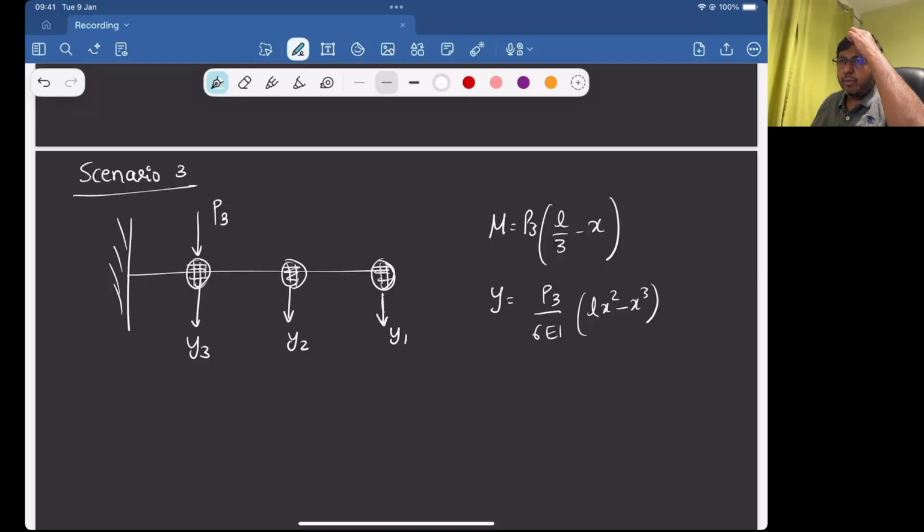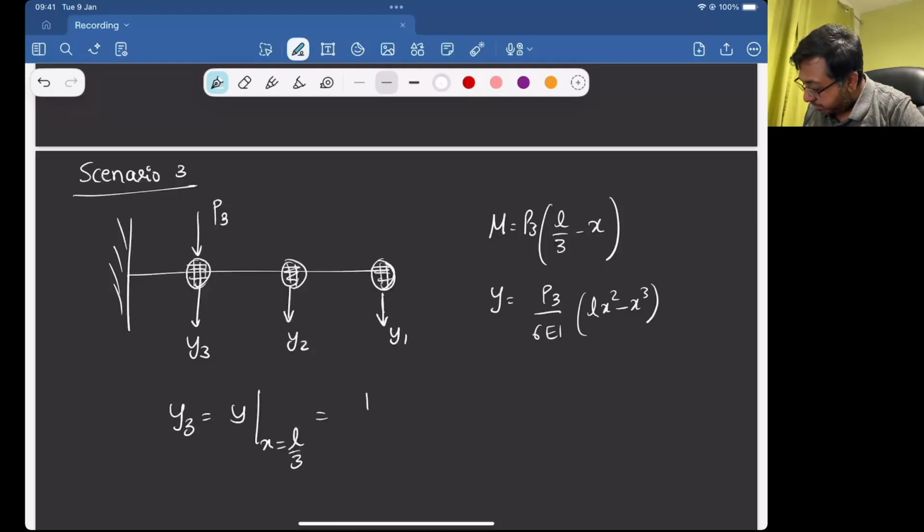So if I'm going to use the same idea here, I can easily write y3 by just substituting y at x equal to L by 3. And I'm going to get P3 L cube over 81 EI. Or I can write my flexibility coefficient A33 as Y3 over P3, which is L cube over 81 EI.